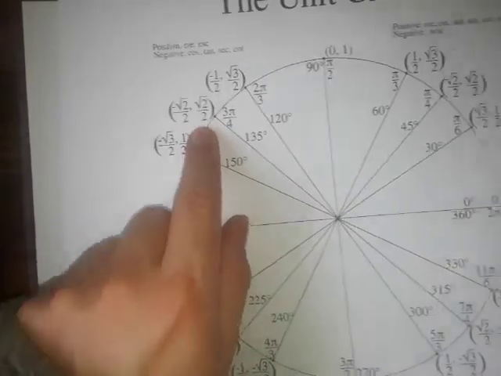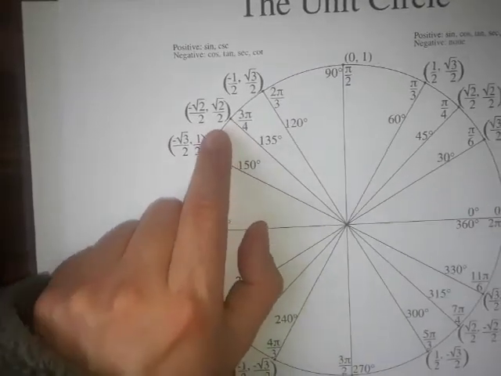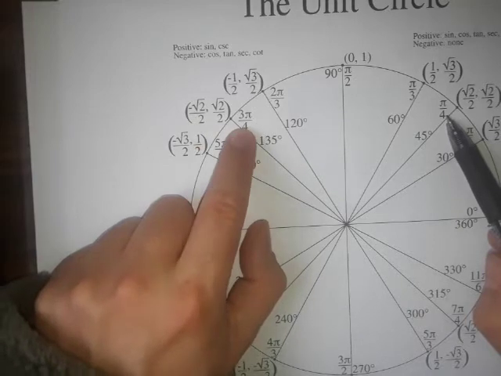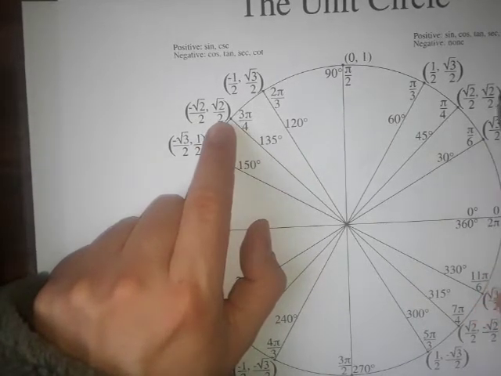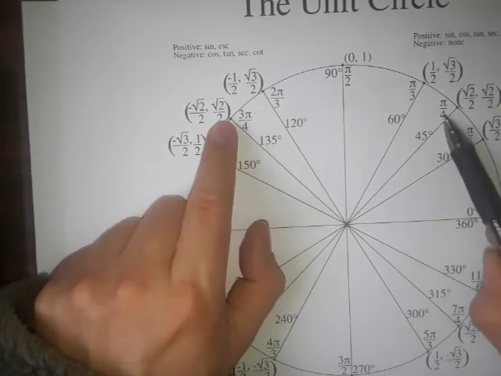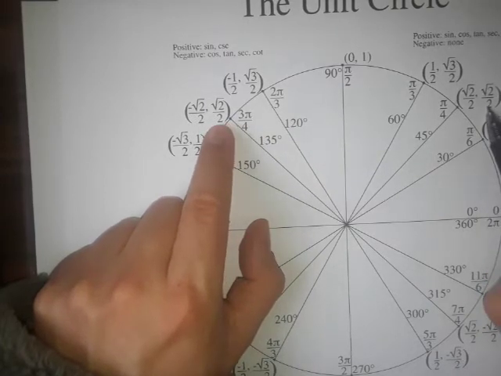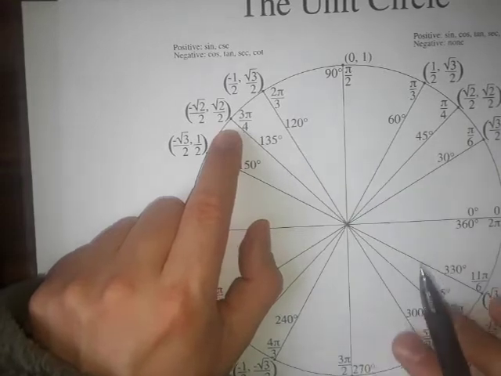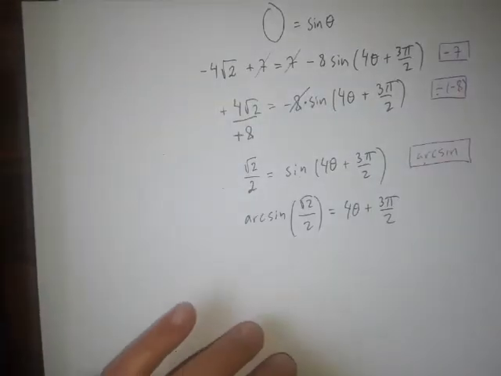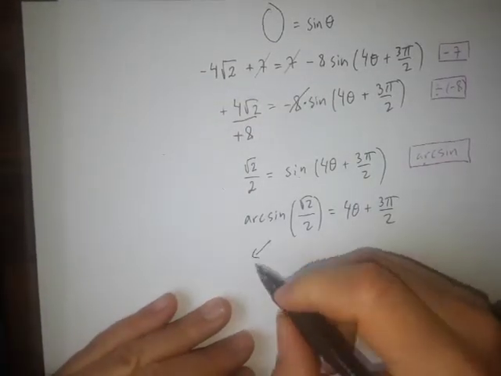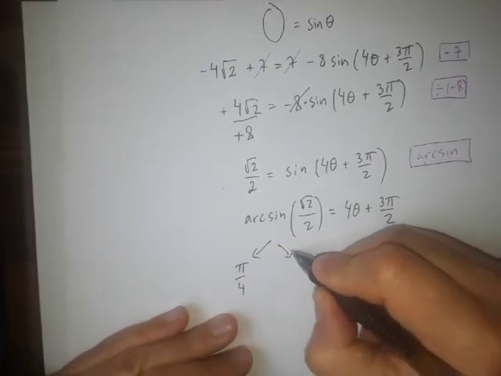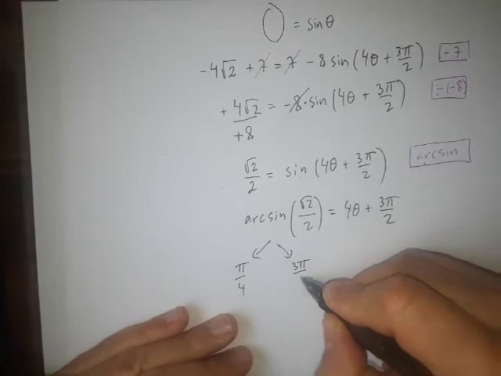Actually here, the cosine and the sine have the same value. But here it does not. So the two answers we have are pi over 4 here and 3 pi over 4 in here. Both of these angles give us a sine of square root of 2 over 2. Okay, so we have these two solutions in radians, pi over 4 and 3 pi over 4. So we're going to write these two answers here. We have two answers. One is pi over 4 and the other one is 3 pi over 4.